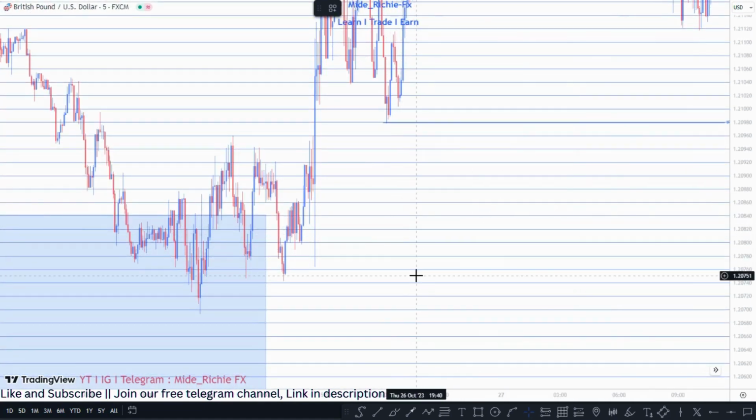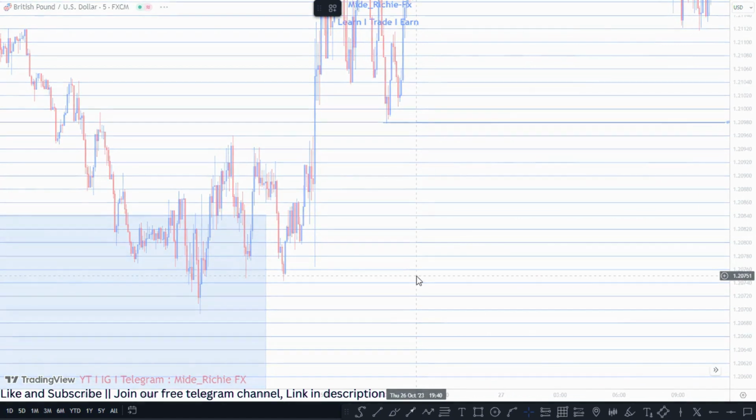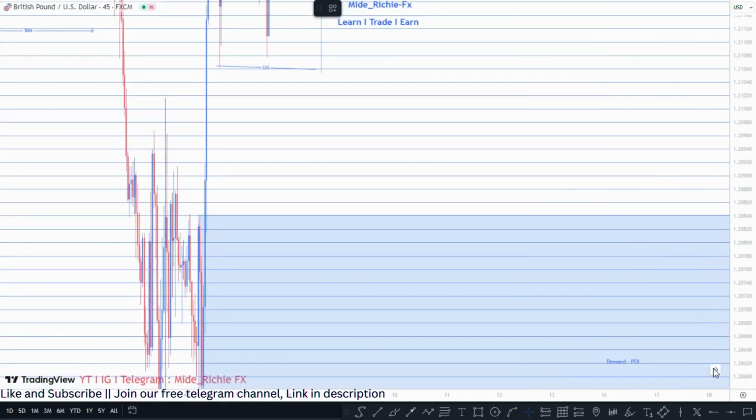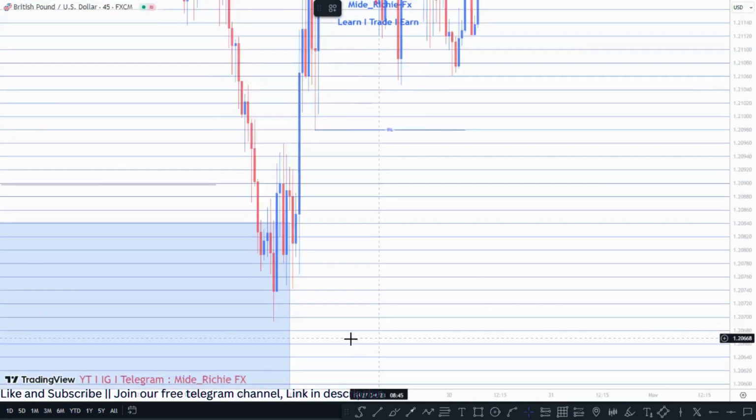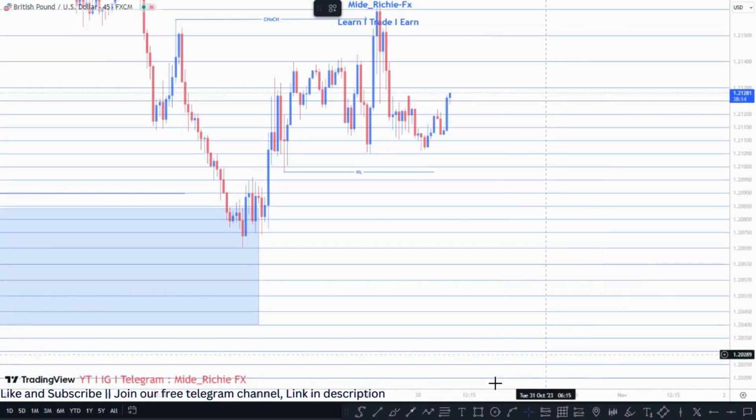Okay, we don't really have a very neat demand zone. So basically, we'll be using an 80 base, right? And an 80 base is pretty much not really advisable to just trade off from.